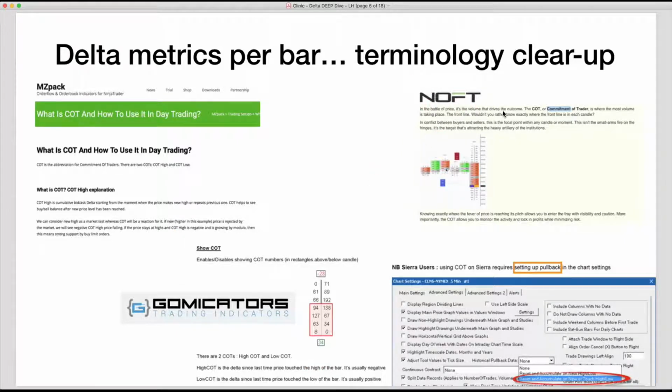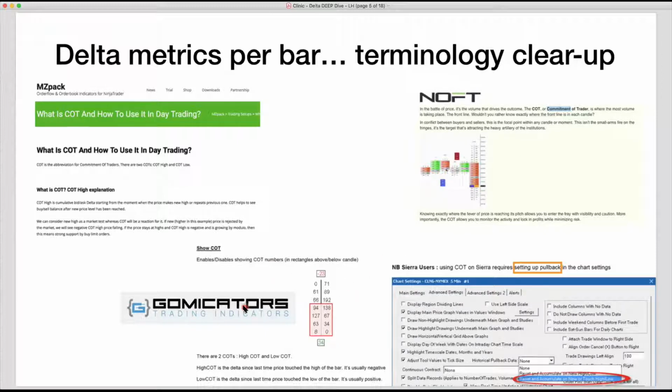Then Noft, Kai, and there are long rambling stories about how in the battle of price, it's the volume that drives the outcome. He mixes it up a bit and confuses things. The COT, or commitment of trader, is where the most volume is taking place. So in Noft's view of the world and their order flow education, the highest volume level within the candlestick is the commitment of trader, because that's where traders are committed. Well, most people would refer to that as a point of control, or POC, or the highest volume node. So even amongst three order flow add-in vendors, we've got a few differences in terminology.